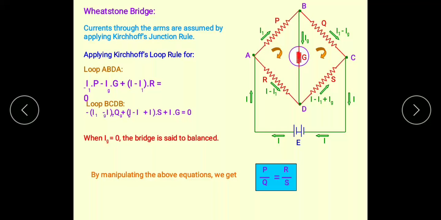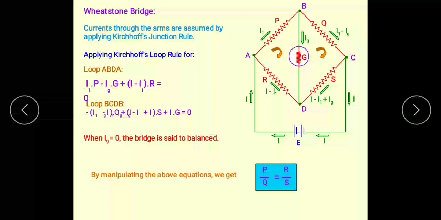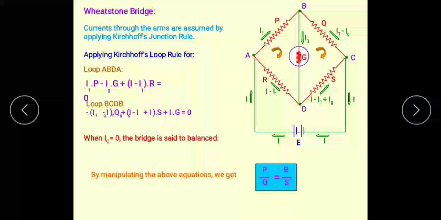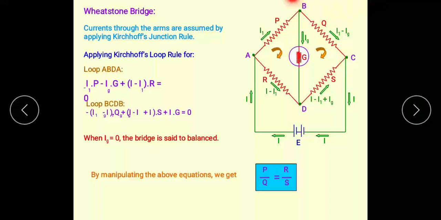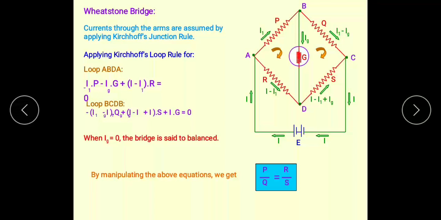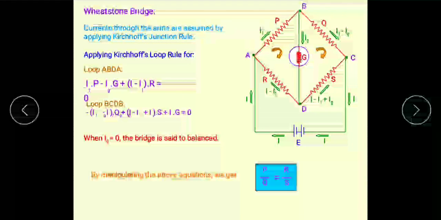Now the Wheatstone bridge mainly consists of four resistances, P, Q, R, S. You can easily see in the diagram there are four resistances P, Q, R, S, and a battery. E is the symbol for the battery. This battery is attached at terminal A and terminal C.